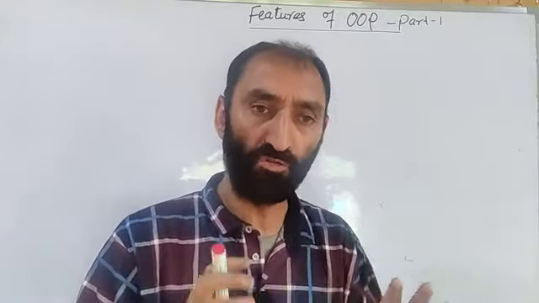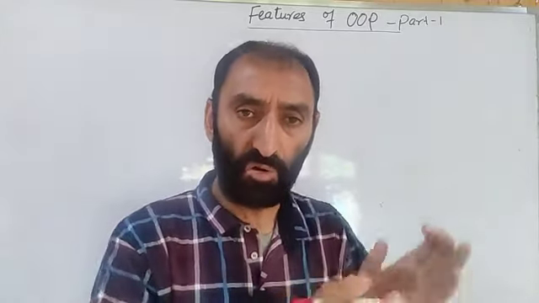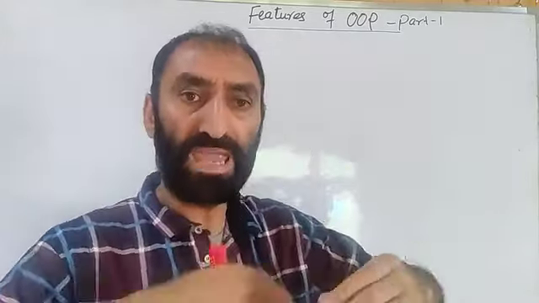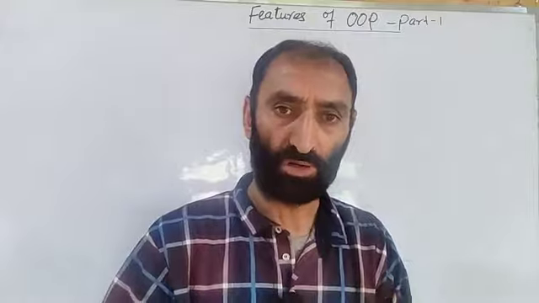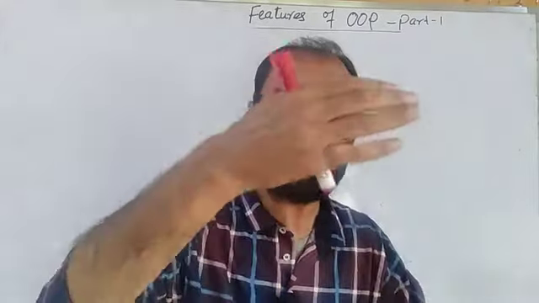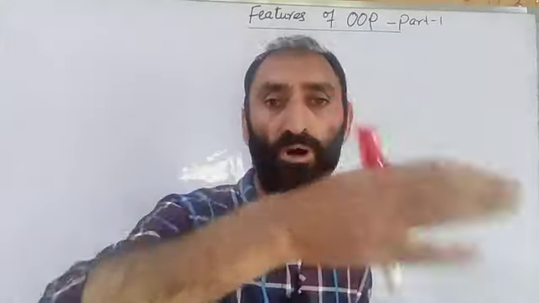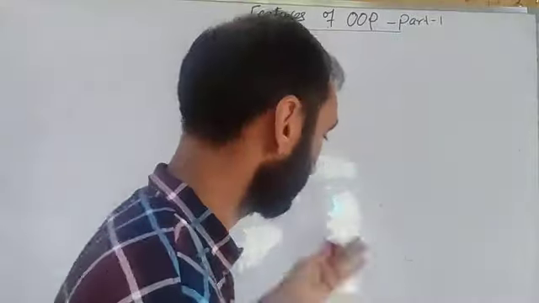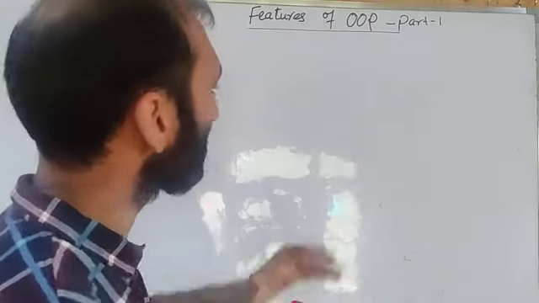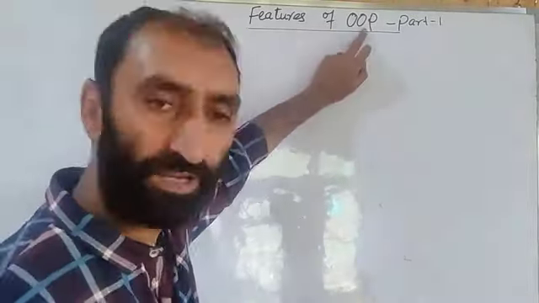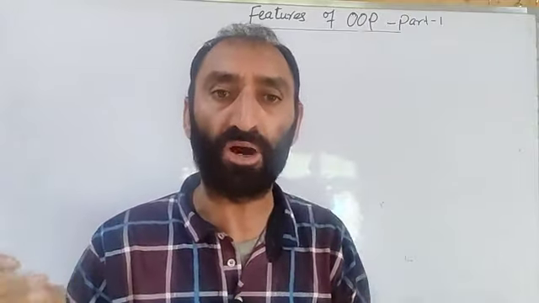In today's video, we will see what makes a programming language an object-oriented programming language. What are the features that make any programming language object-oriented? So today's video is on the features, or characteristics, of object-oriented programming. There are 6 different features that make any programming language object-oriented.